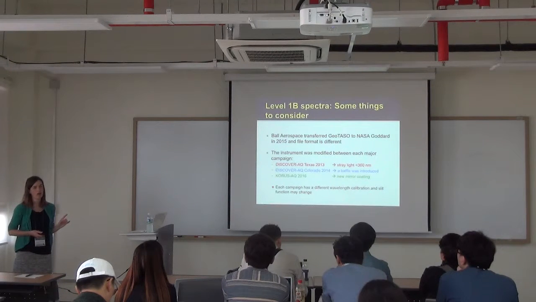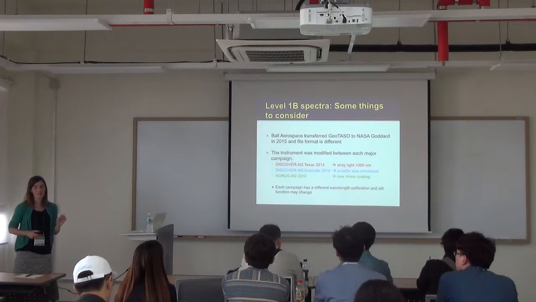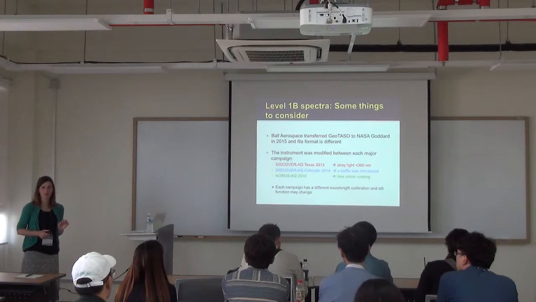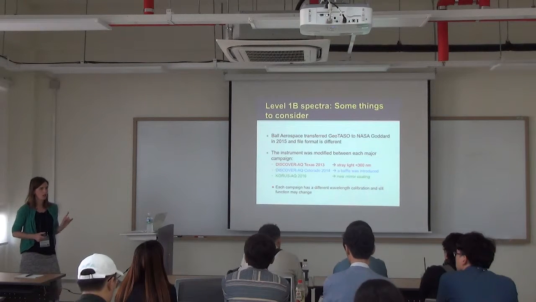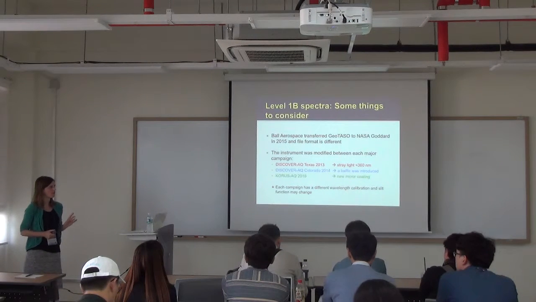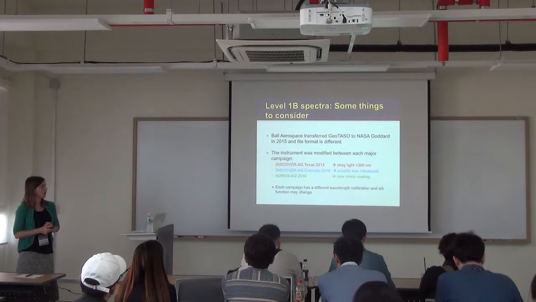So in DISCOVER-AQ Texas in 2013, the first major campaign, they discovered there was a lot of stray light less than 360 nanometers. And as Thomas has told us, there are ways to actually model that and remove it. The instrument's different now, so I'm not entirely sure all the different calibrations that were done that you could use to remove that stray light. But if people are really interested in Texas at UV wavelengths, then they would want to do a lot of work that I have not done yet.